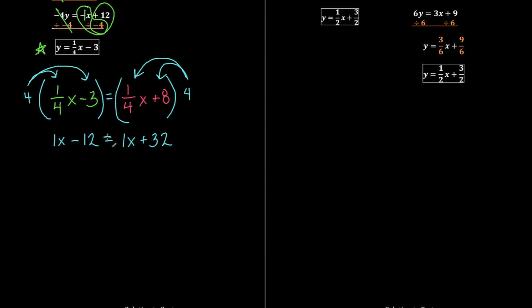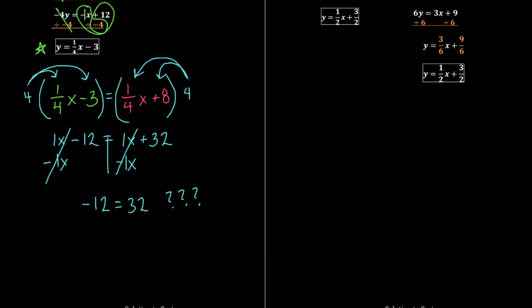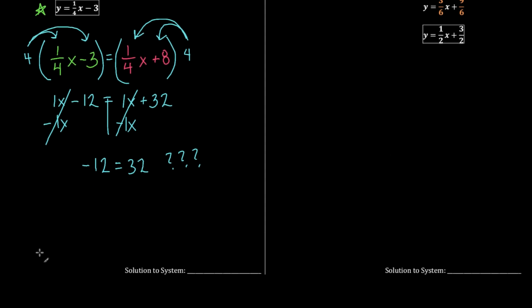Now right here, normally you would take away 1x from the right side, which means you take away 1x from the left side. But if you notice, it just goes away also. I end up with negative 12 equals 32, which doesn't make any sense, because negative 12 never equals 32. This is a perfect example of that will never be the same, so there's no solution to the system.